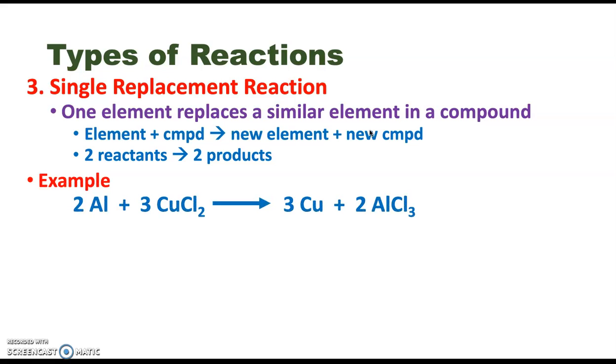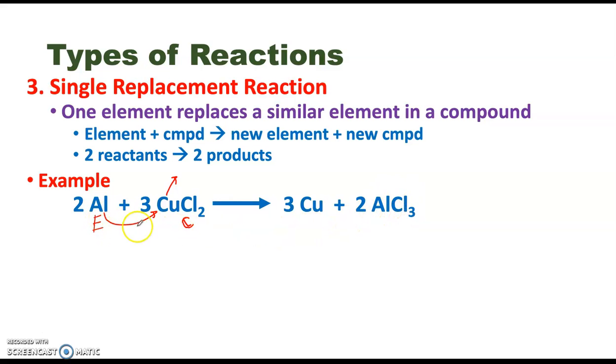Now here's an example. You've got aluminum. In this case, aluminum is my element. So I've got my element, aluminum here, and then I've got a compound. What's happening here is the aluminum is a metal, so it's going to kick out, it's going to replace. This is why it's called a single replacement. We've got a single element that's going to come in and kick out the element in this compound. See, copper's on its own, and you're left with aluminum chloride.